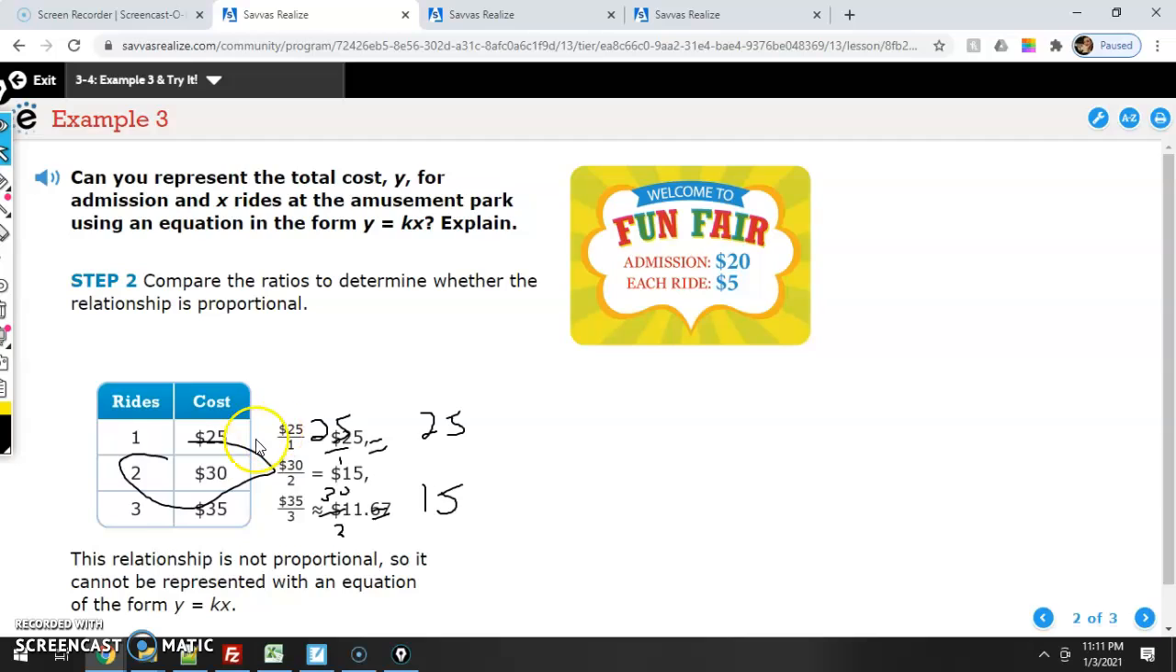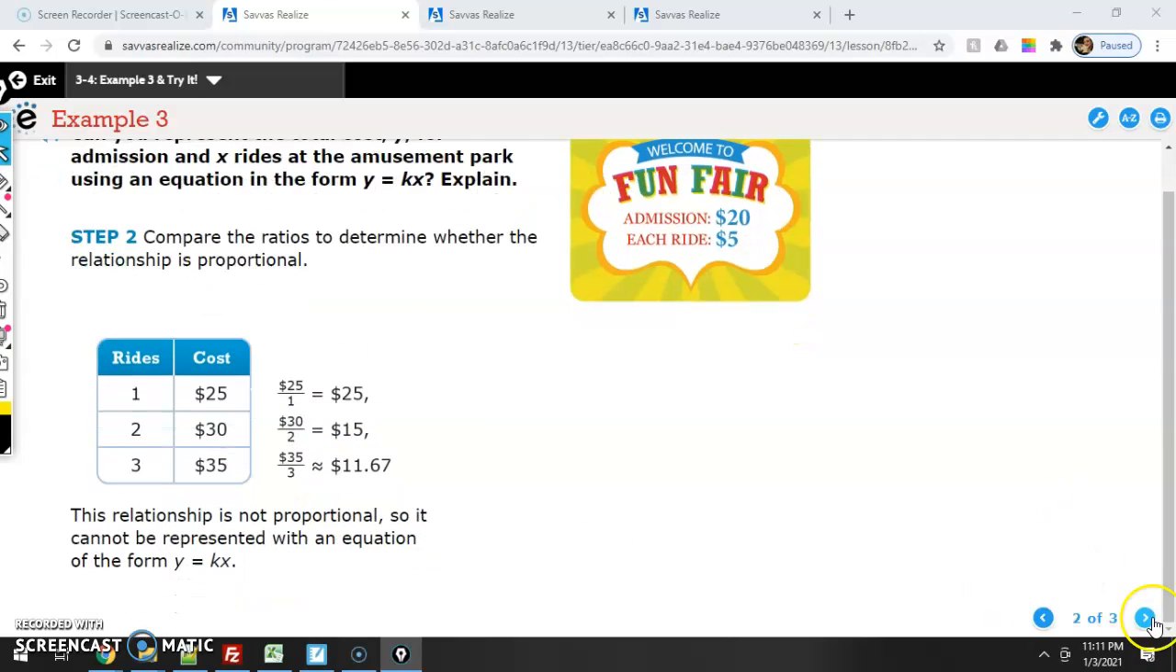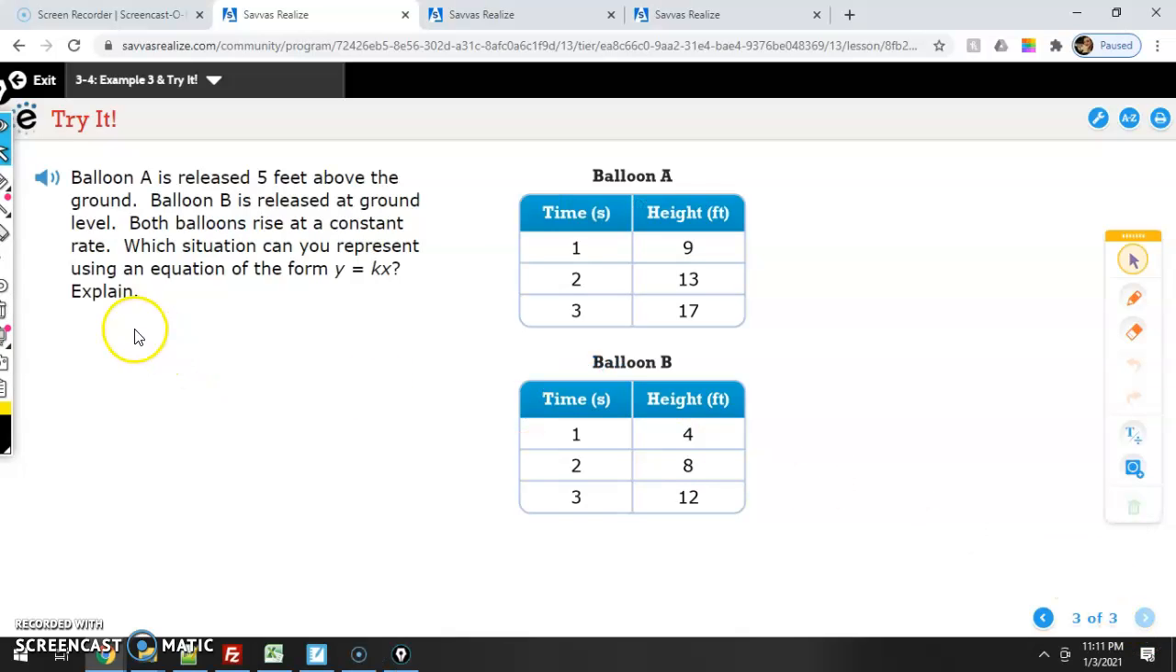All right? What about this table here? Okay? Oh, look. Okay, so that's just showing you that all the k's are different, so it's not proportional, and it's explaining it. All right. Now, here is a try-it problem. You're comparing two balloons, okay? And see if you can write an equation out of it. Which situation? Maybe both, maybe neither. Pause the video, find it out.